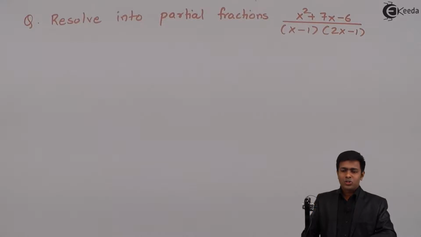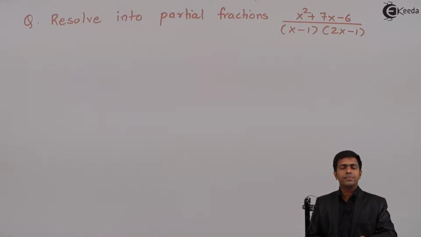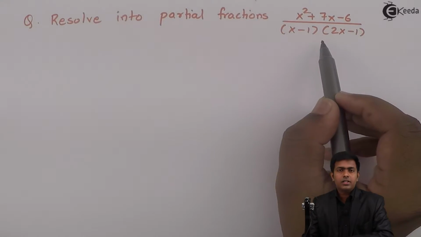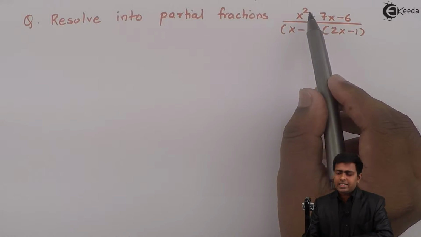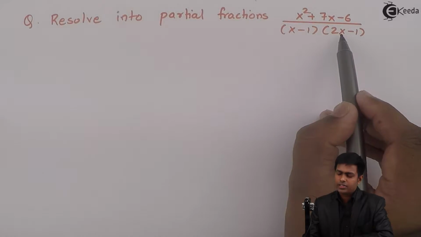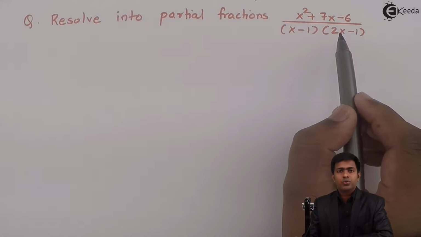Hello everyone. So here in this problem we have to find out the partial fraction of (x² + 7x − 6) upon (x − 1)(2x − 1). Now before starting with the partial fraction, if you observe the given fraction, the degree of the numerator is 2 as well as the degree of the denominator is also 2, because if you multiply x with 2x, you will get 2x², hence the degree becomes 2.